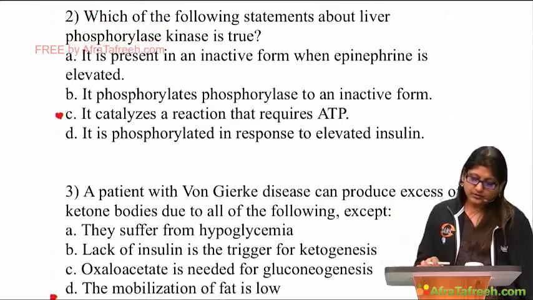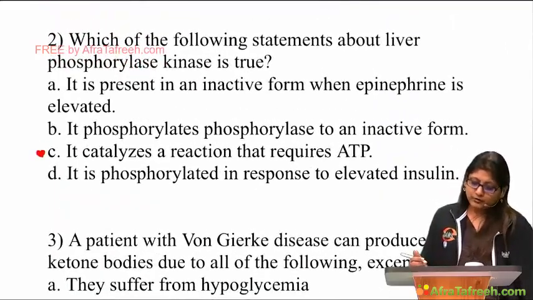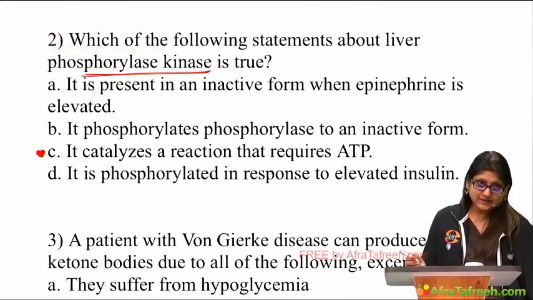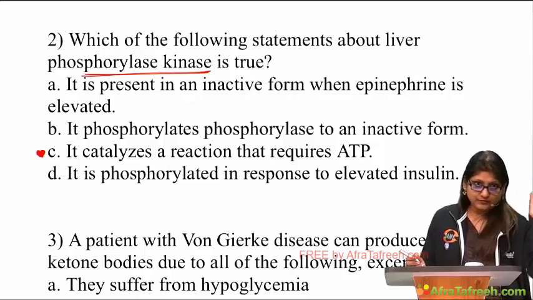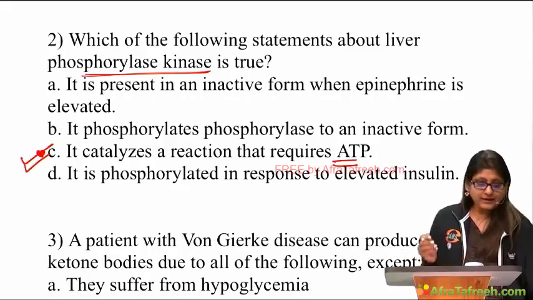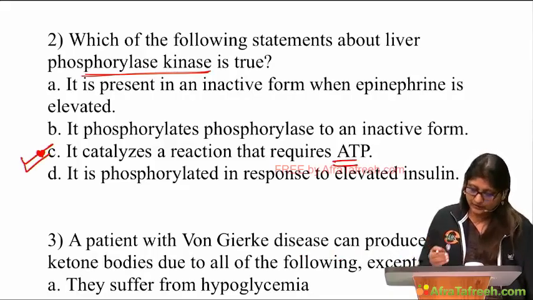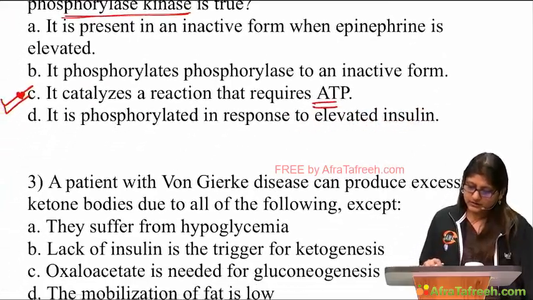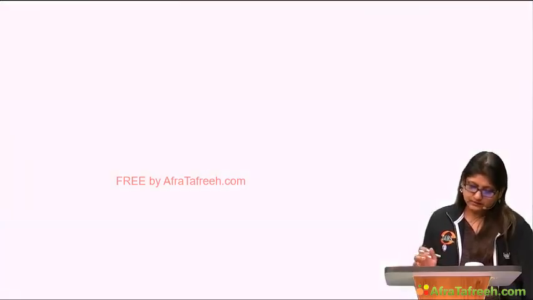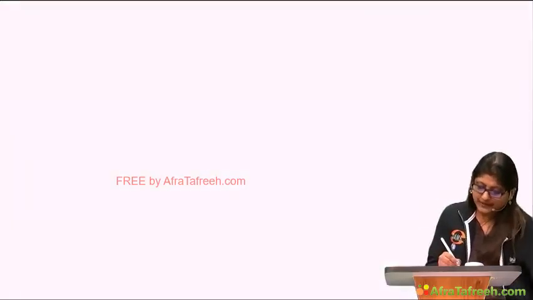Now coming to question number 2. Which of the following statements about liver phosphorylase kinase is true? Liver phosphorylase kinase is the enzyme responsible for phosphorylating the phosphorylase enzyme. What is true? The answer is going to be it needs ATP for its action. I'll tell you how this enzyme acts. Write down.